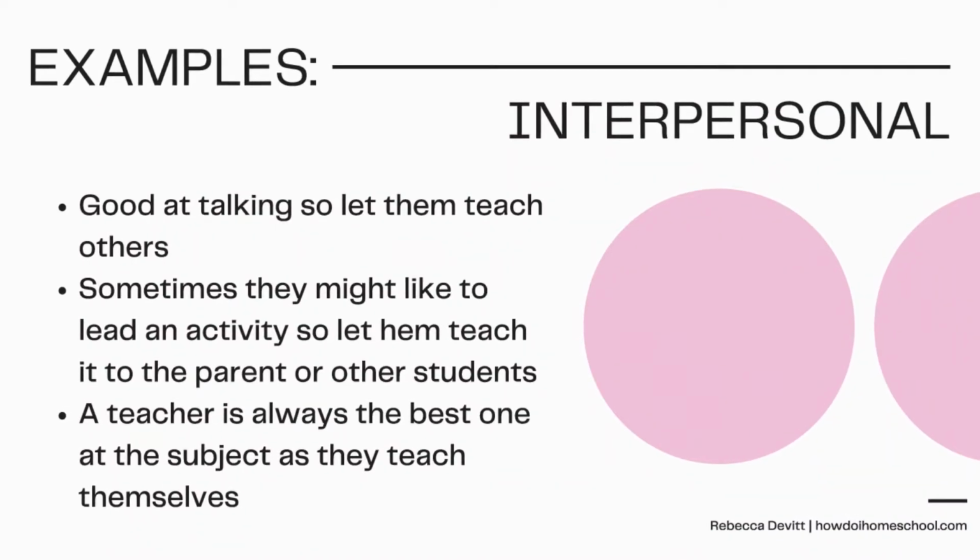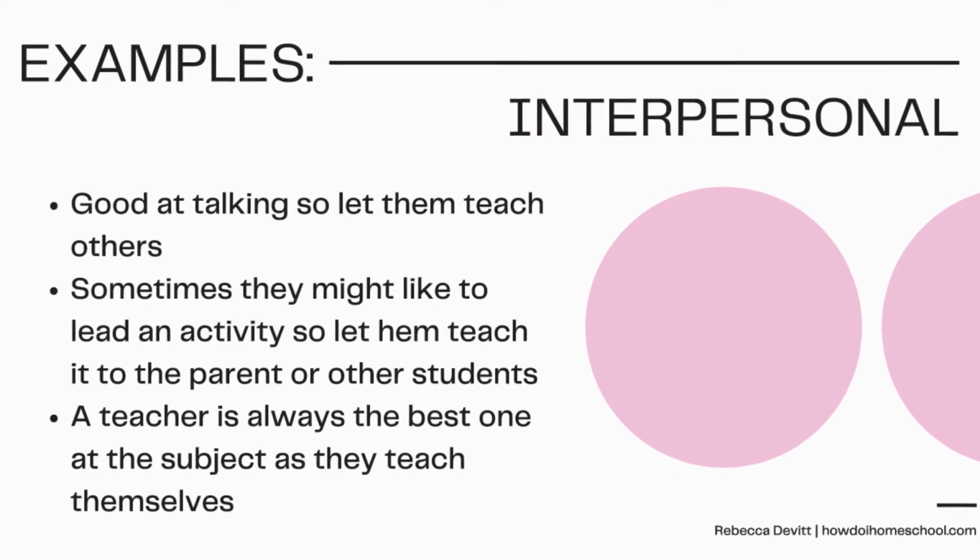And so if you had a child who has high interpersonal intelligence, you might ask them if they can talk to others, and they might be able to teach the class or summarize their topic to the other people in the room. They might like to lead an activity themselves. They always say that the person who is best at a subject is the person who can teach it to other people. And so in that way, they'll be learning by teaching it to others.